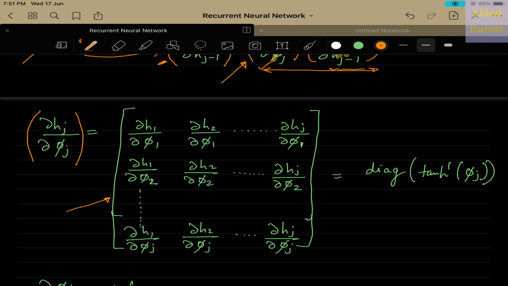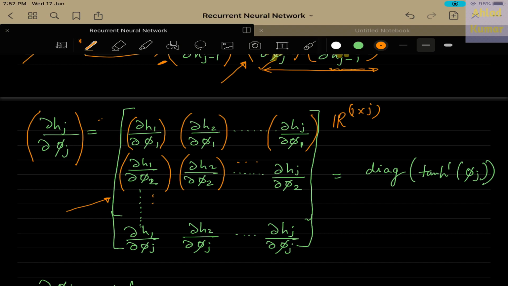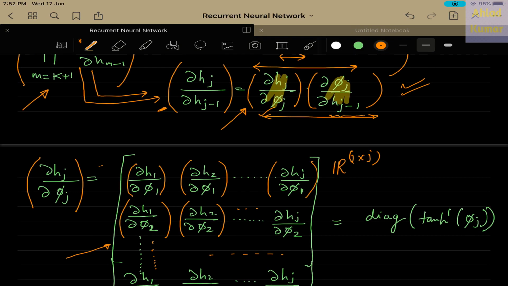You can see that this is a j cross j matrix, where the first entry is the partial derivative of h1 with respect to phi 1, the second element is the partial derivative of h2 with respect to phi 1, and so on. Similarly, the second row will have the partial derivative of h1 with respect to phi 2, the second element will be the partial derivative of h2 with respect to phi 2, and so on. Likewise it will go on expanding on this side and on this side. One thing to note is that it's a diagonal matrix.